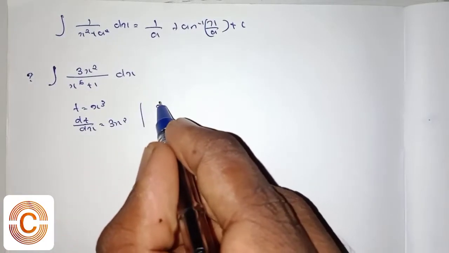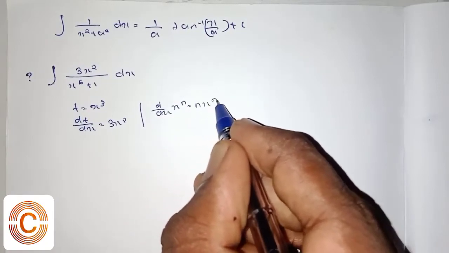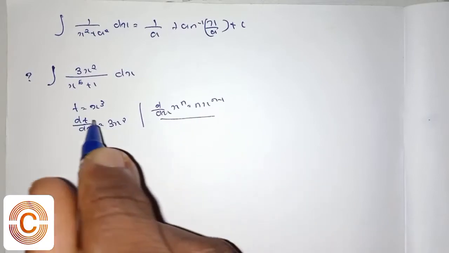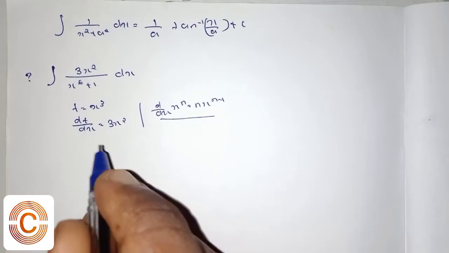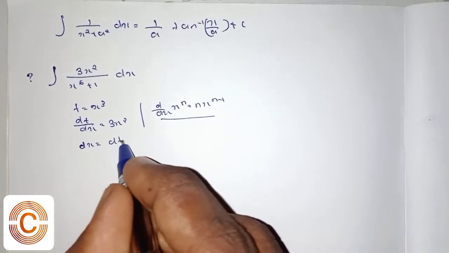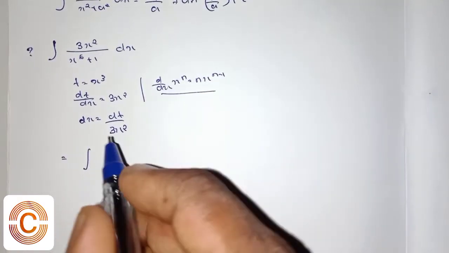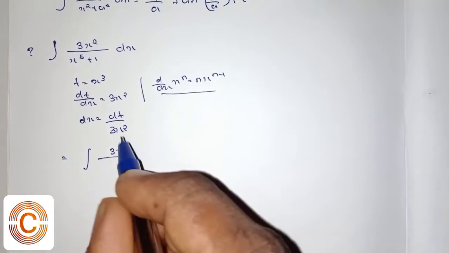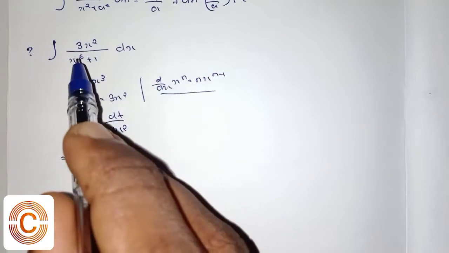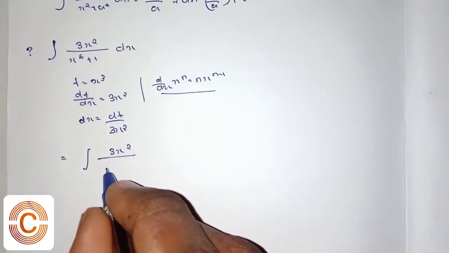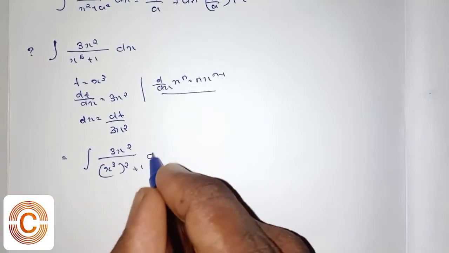We know the derivative d by dx of x raised to n is equal to n into x raised to n minus 1. By using this formula we can write the derivative of x cube, which is equal to 3x square. Then the value for dx is equal to dt divided by 3x square. In the next step it will become integral of 3x square in the numerator, and in the denominator we can write x raised to 6 plus 1, and we can write x raised to 6 as x cube whole square plus 1 dx here.